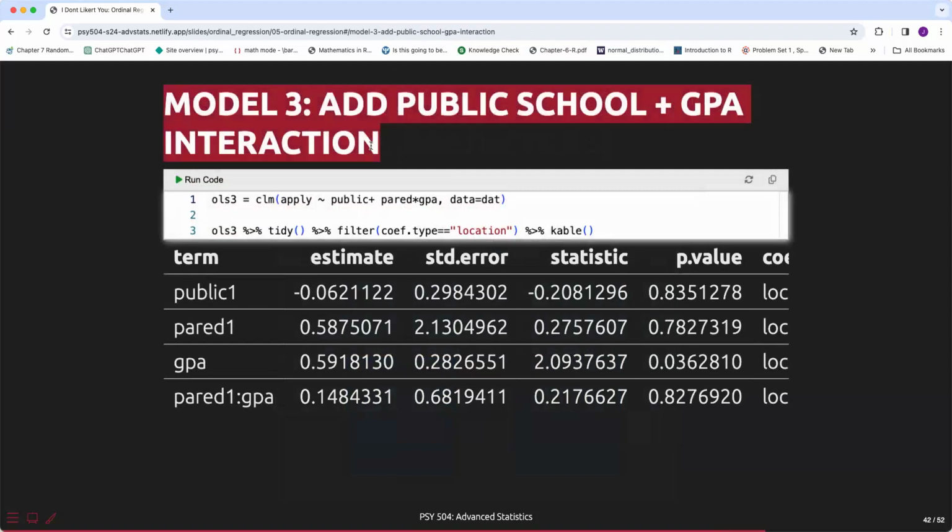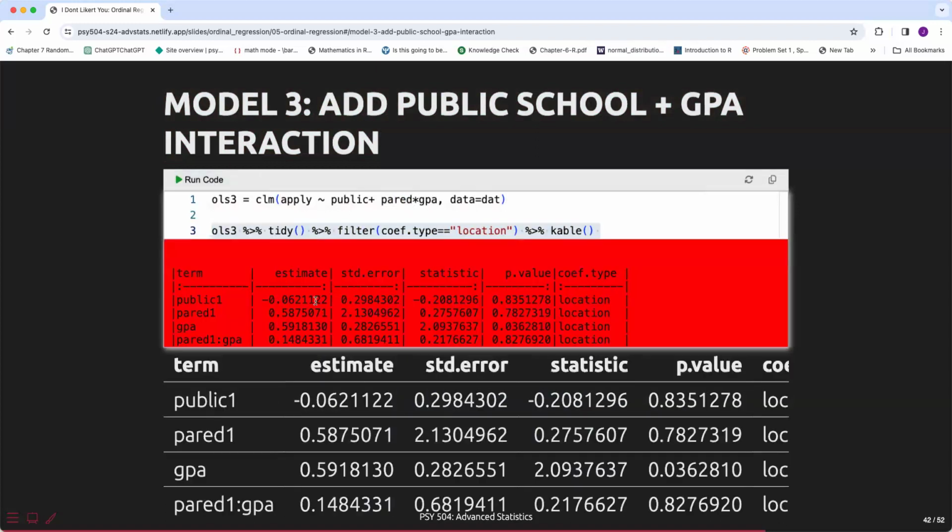So let's add in an extra level of complexity to our model. Let's just add in an interaction real quick. Let's look at the parent education times GPA interaction. And let's go ahead and just run the model. So we'll see here that the p-value is not statistically significant for the interaction.